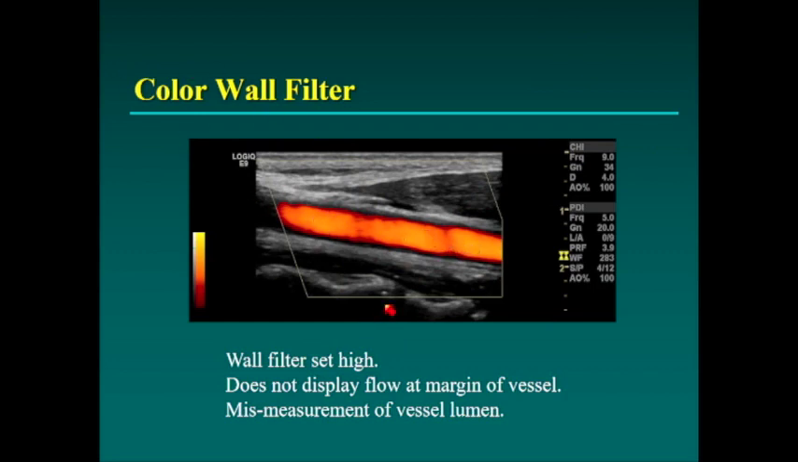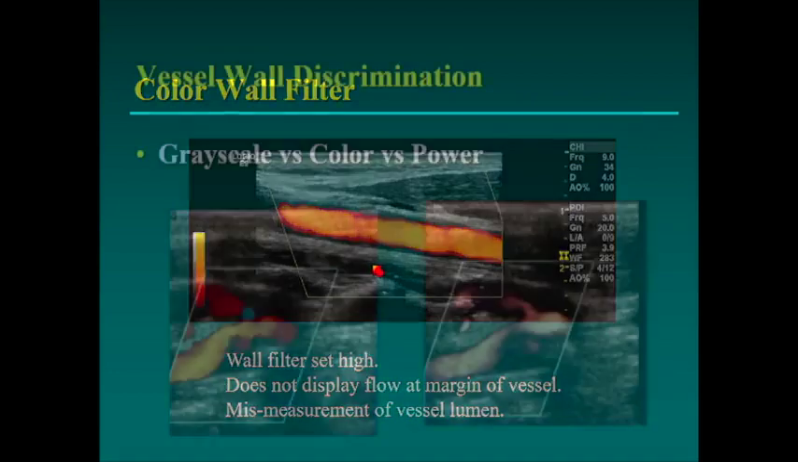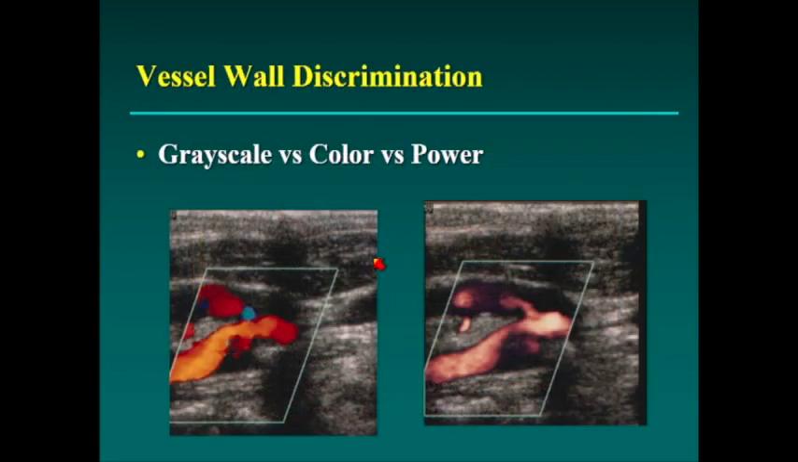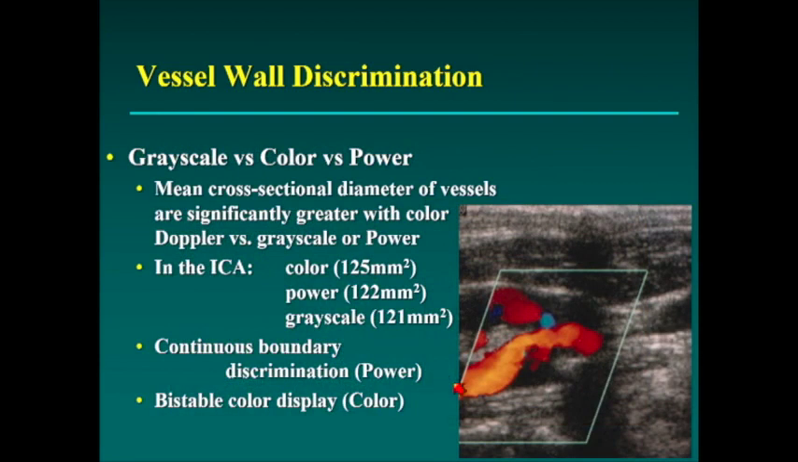One we have already alluded to is the wall filter. If you set that too high, you will narrow your estimate of the patent lumen. But also, if you choose color or power or grayscale, you'll get different numbers. And here's an example of that. This is color Doppler, this is power Doppler. And you can see that the color Doppler looks wider. You would measure this wider than if you measured it in power. Well, which one is the more accurate? Well, the answer is the power is more accurate.